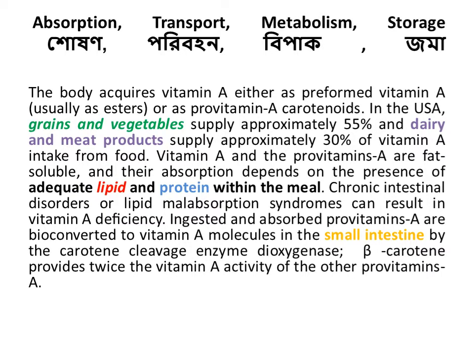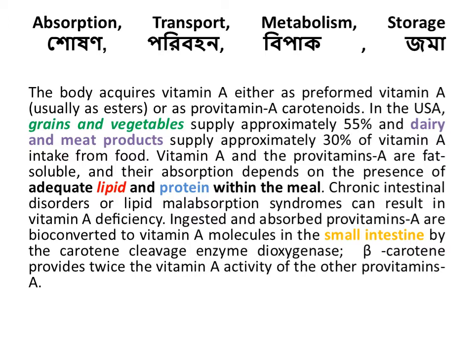Absorption, transport, metabolism, storage. The body acquires vitamin A either as preformed vitamin A, usually as esters, or as provitamin A carotenoids.